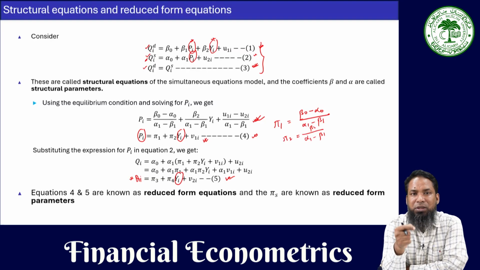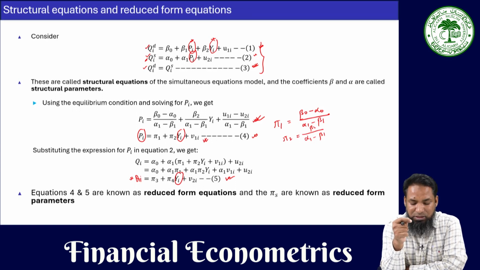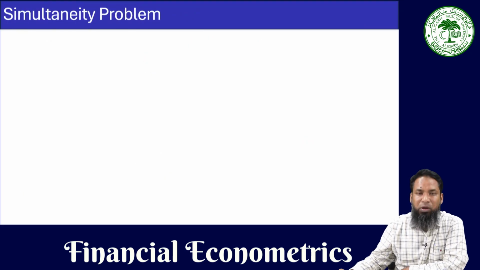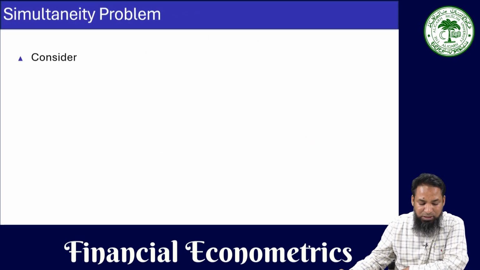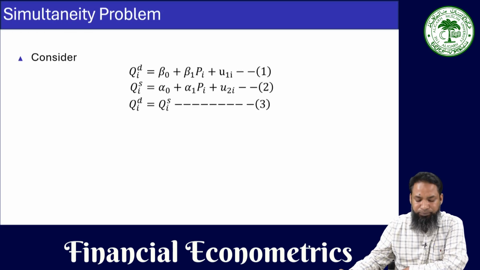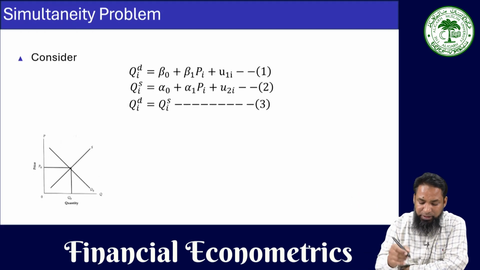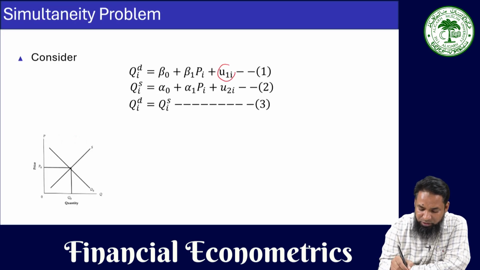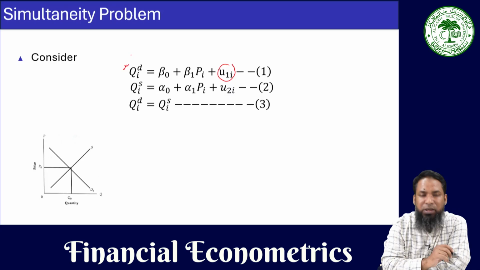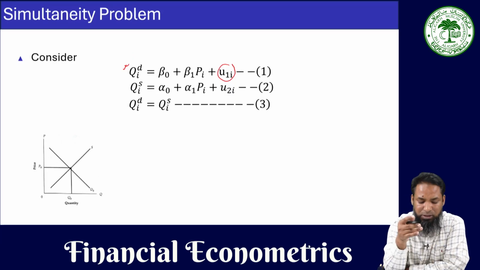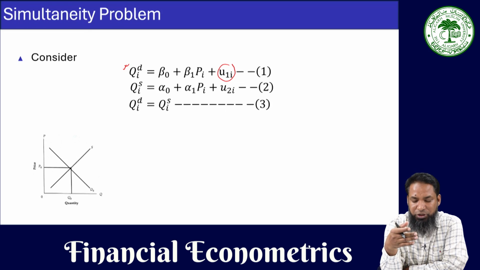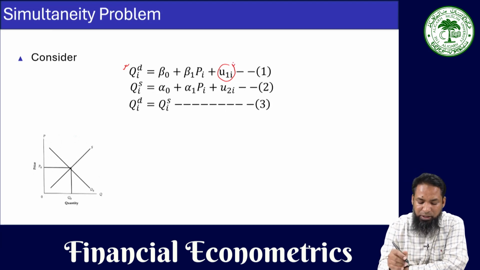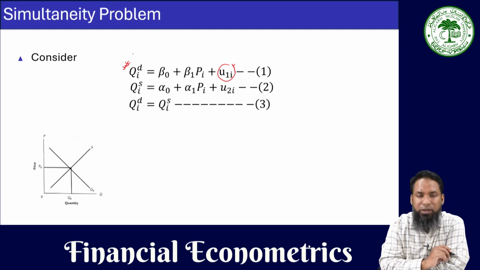Basically, there comes the question of the simultaneity problem. In the structural form equations, there is a problem of simultaneity, because of which we will not be able to use OLS. Now the question is, what is the simultaneity problem? To understand it, let's take the example of this equation here. In this equation, anything that happens in the error term will have an impact on the quantity demanded. Let us say people's tastes and preferences have changed, and that has affected the error term, and through that we have a change in the quantity demanded here.